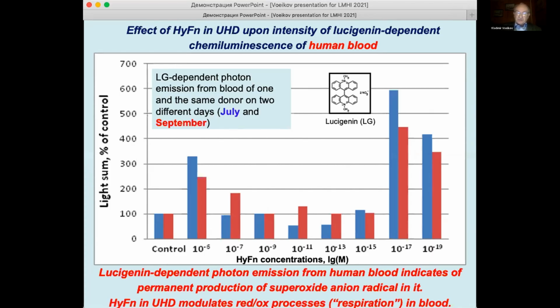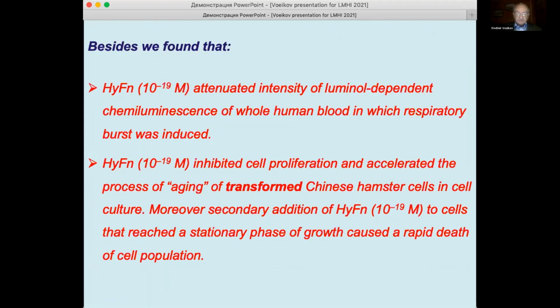So fullerenes intensified the production of superoxide anion radical, which normally goes on in blood of healthy human donors. Here are the data given for one and the same donor in two different experiments, one performed in July and another in September. But in fact, this data is characteristic for many different healthy donors.